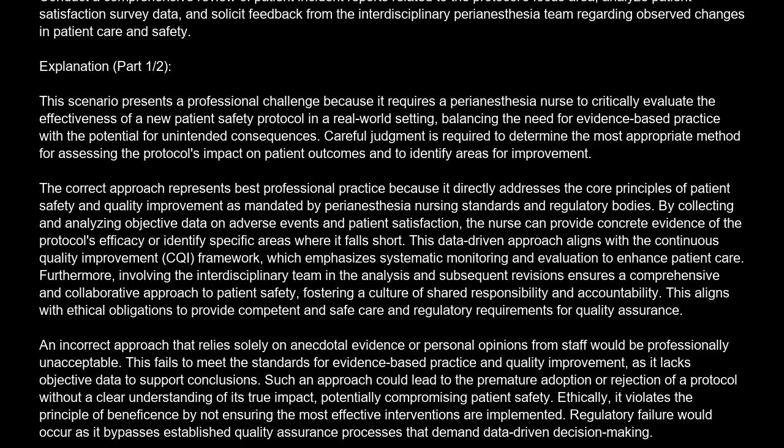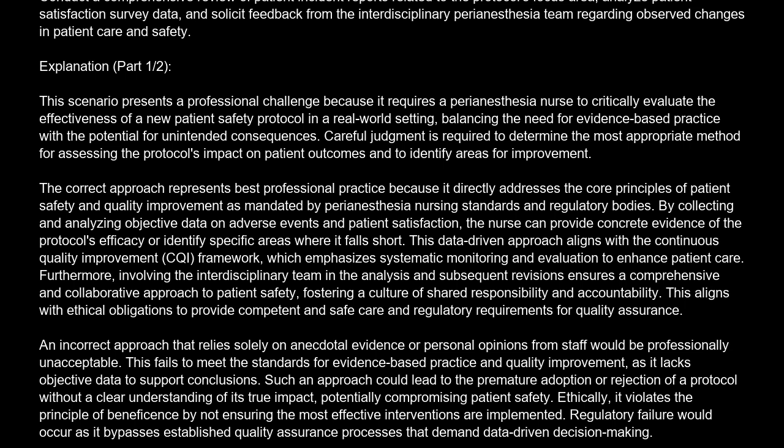The correct approach represents best professional practice because it directly addresses the core principles of patient safety and quality improvement, as mandated by perianesthesia nursing standards and regulatory bodies. By collecting and analyzing objective data on adverse events and patient satisfaction, the nurse can provide concrete evidence of the protocol's efficacy or identify specific areas where it falls short.